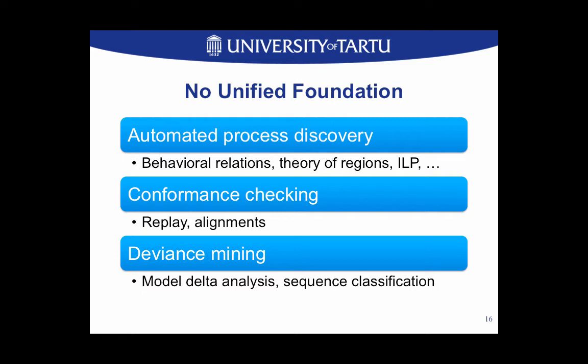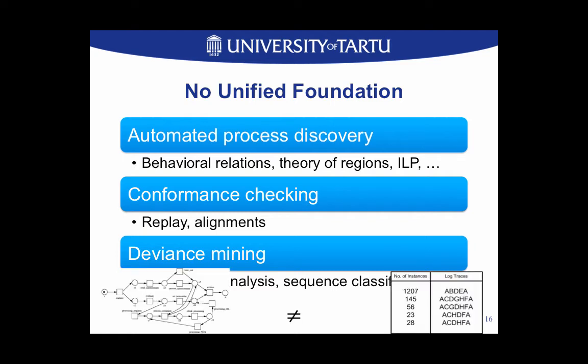So automated process discovery is tackled by means of behavioral relations or by means of theory of regions, etc. Conformance checking is tackled by means of replay or by means of alignments. Deviance mining is tackled by means of delta analysis of models, comparing models, or by means of sequence classification, and the list goes on. So that brings me to my proposition, which is that we can see all the problems in process mining in terms of a small set of primitive operations using a unified formalism, and I will try to convince you that that formalism is event structures.